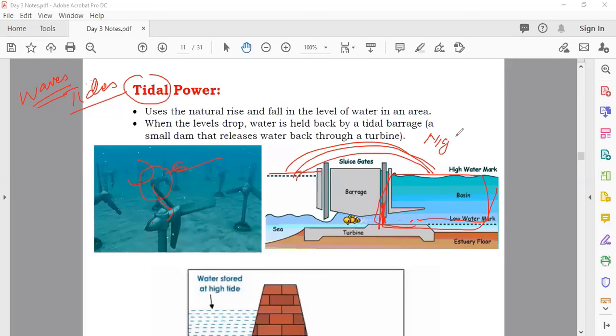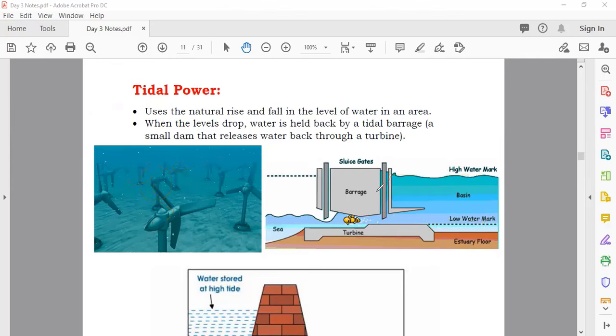This is happening at night. Because the water level becomes high in the sea, it comes here and they store this water. In the day, the water level decreases and goes down till here. At that time, they open this door, the water comes back towards the sea, and they fit a turbine and generator here. When this water moves through, the turbine moves and the generator starts to produce electricity, and that electricity can be used for different purposes. Any confusion?